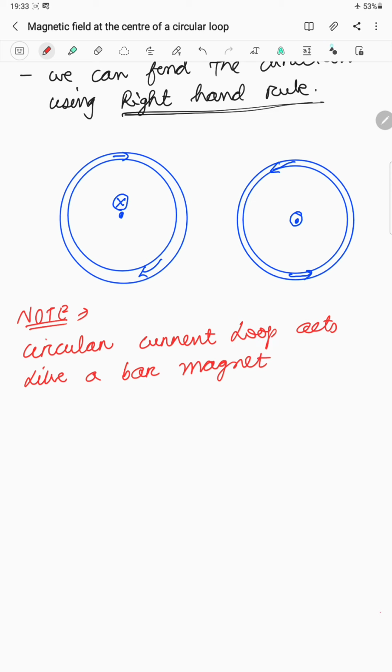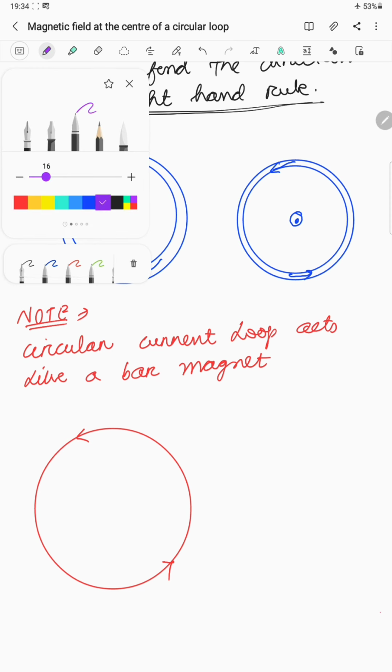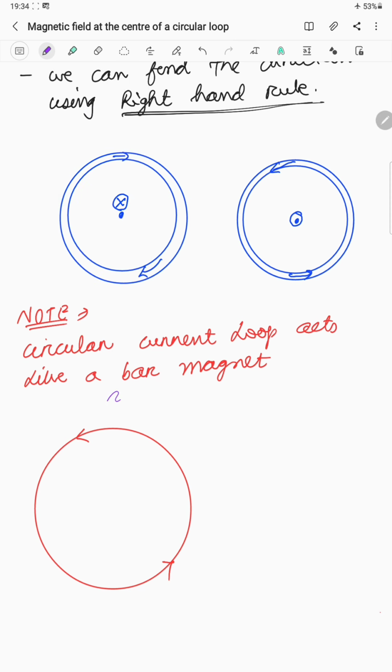Okay. Now suppose, again I will draw it. I am having a current loop, and in this I will find the direction of the current is in the anti-clockwise direction. So it is quite obvious that my magnetic field is above the plane of the paper. Okay. So if I want to draw a bar magnet, it will be something like this. I will draw a magnet in this form. Okay. And this will be your north pole and this will be your south pole.